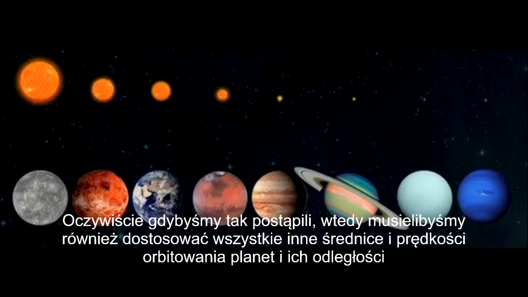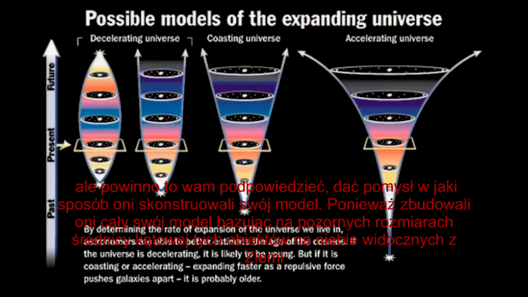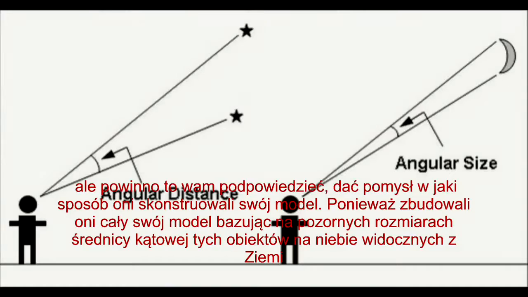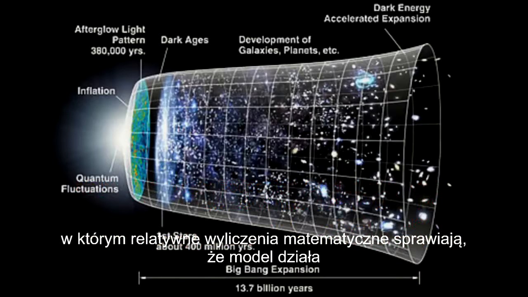Of course, if we did that, we would then have to adjust all of the diameters and orbital speeds of the planets and distances, but this should give you an idea of how they have constructed their model, because they are all built on apparent sizes, the angular diameter of lights in the sky visible from Earth. So, relationally, the math works out.